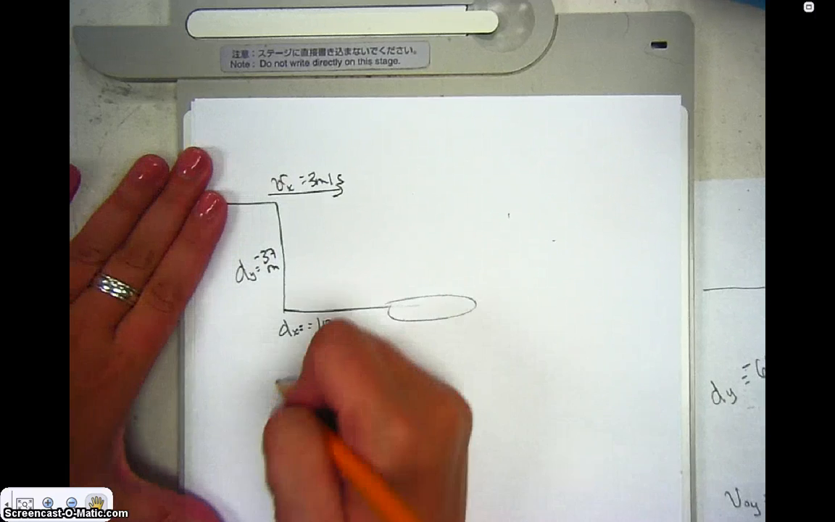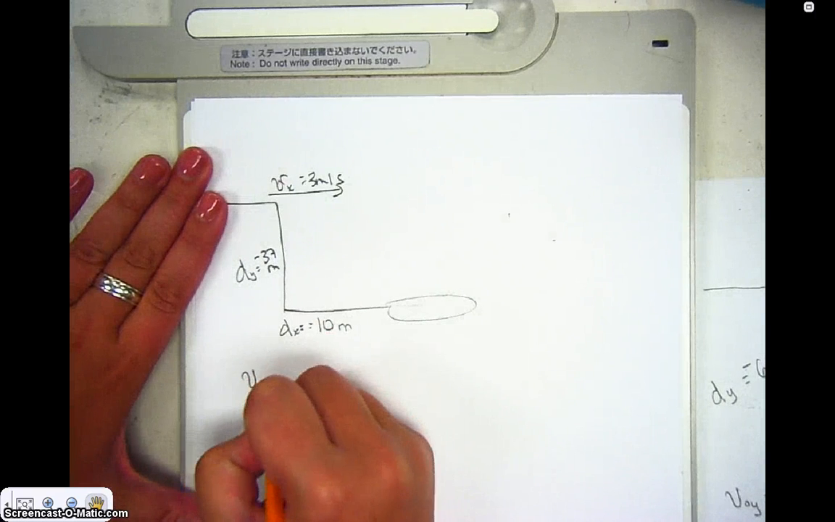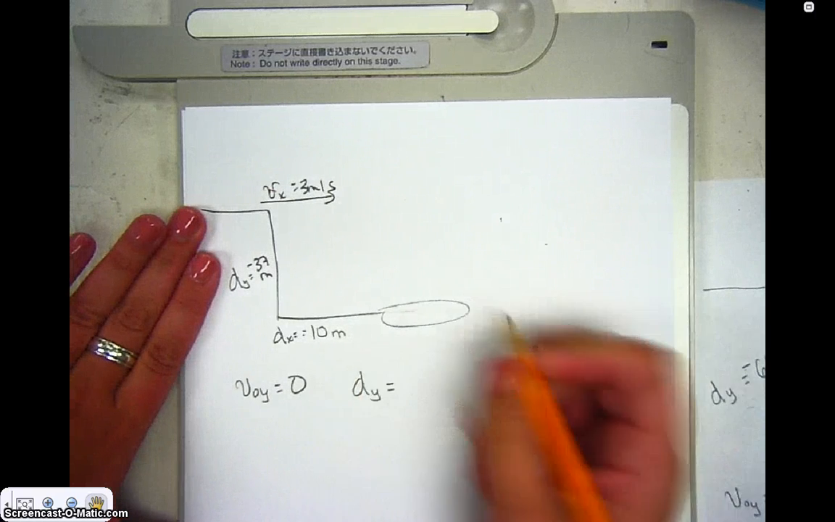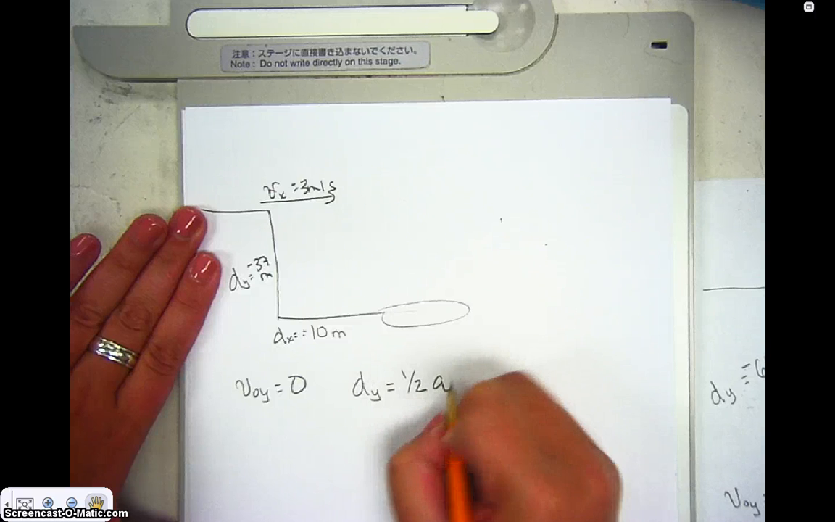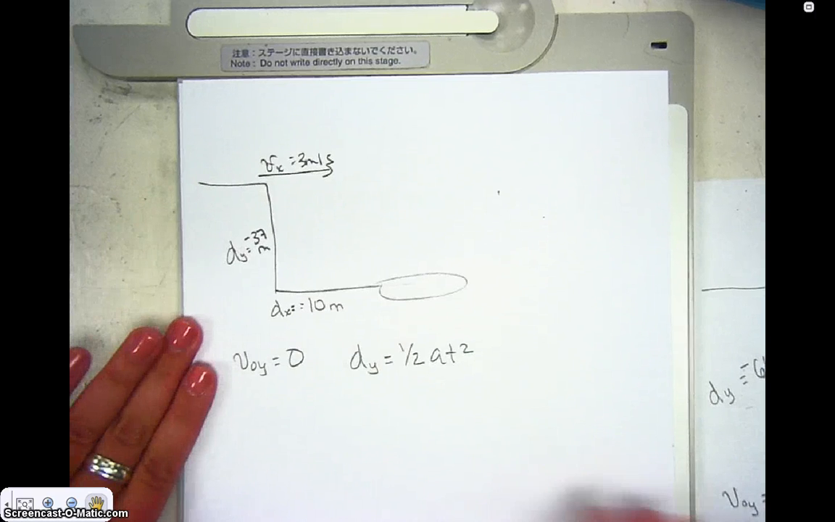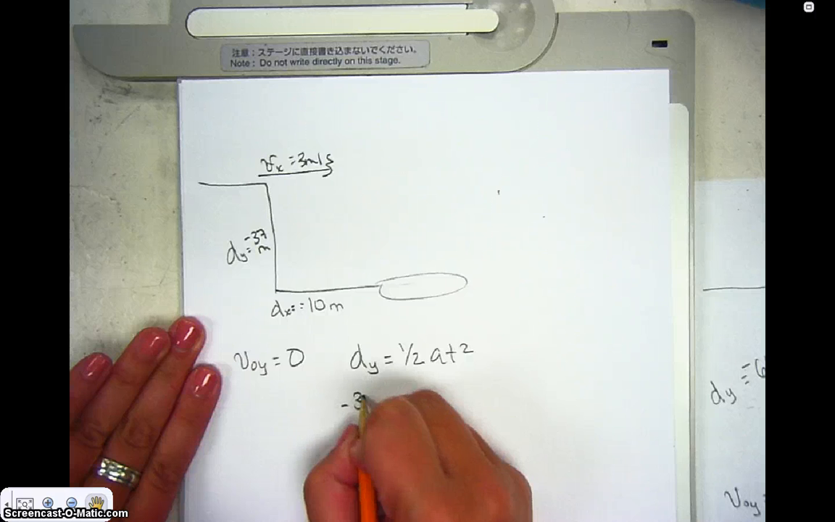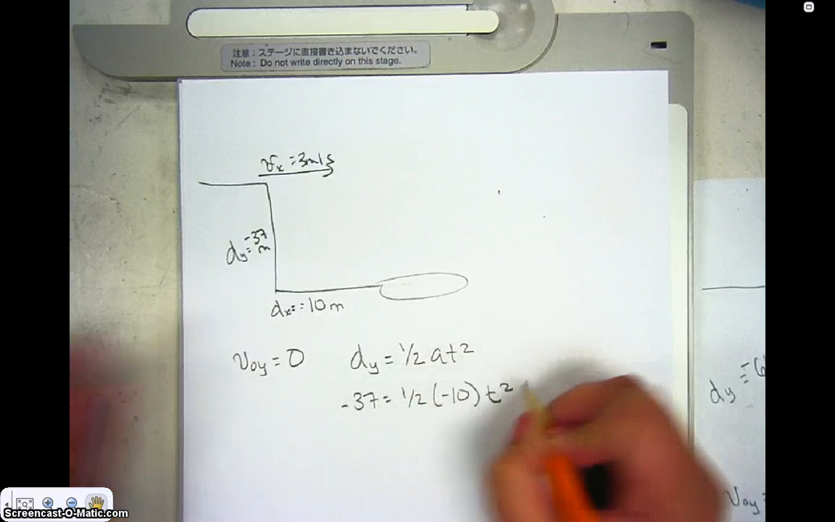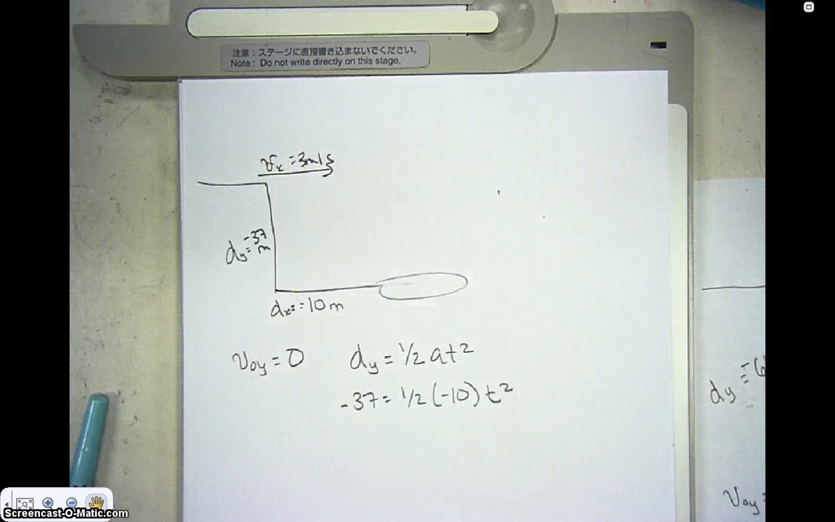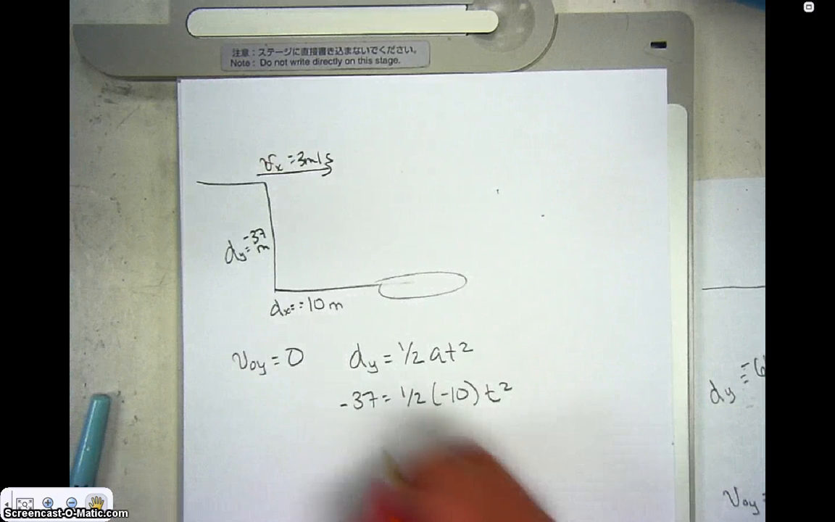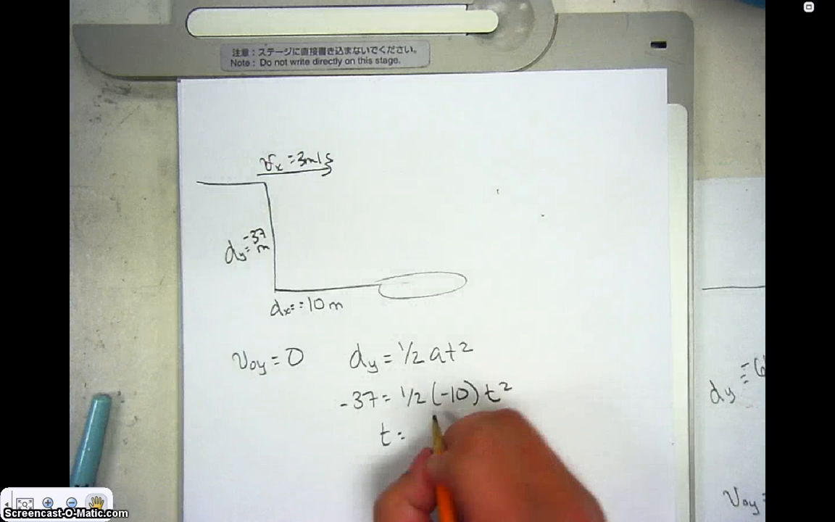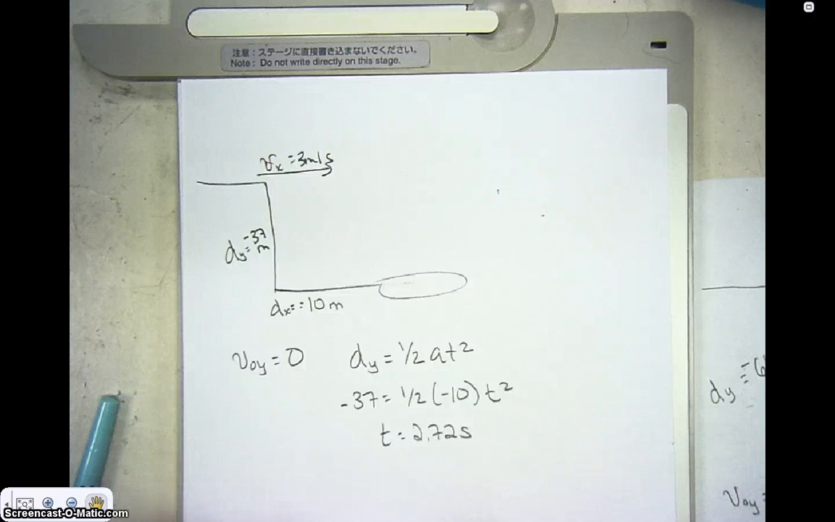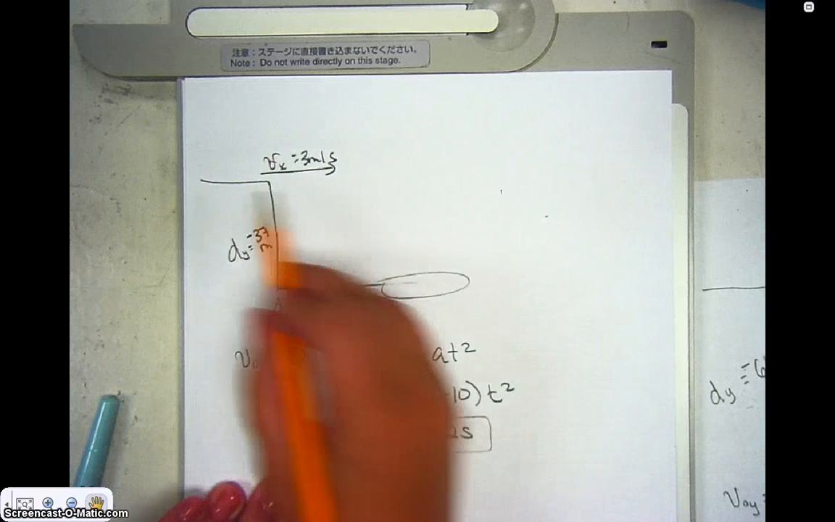I know that my v initial y is equal to 0, so I can just skip ahead to dy equals 1/2 a t squared. Then plug in my numbers: negative 37 equals 1/2 times negative 10 for gravity, t squared. 37 divided by 5, square root. He's going to be in the air for 2.72 seconds.